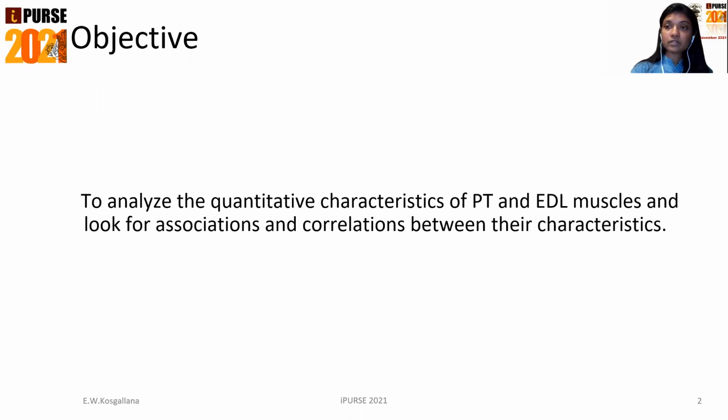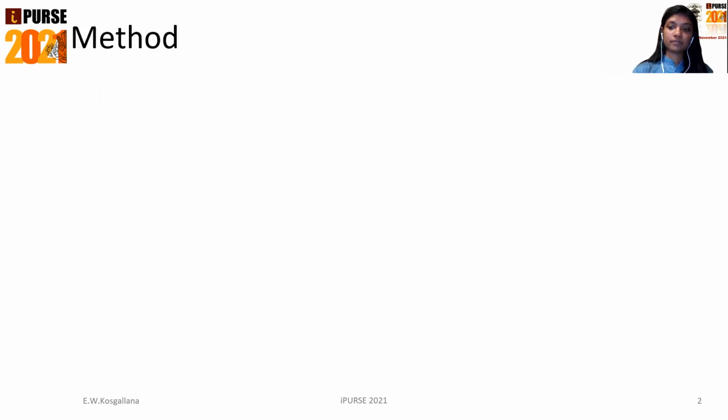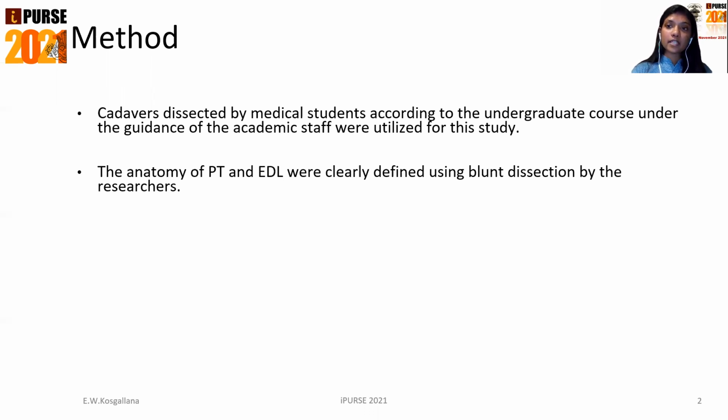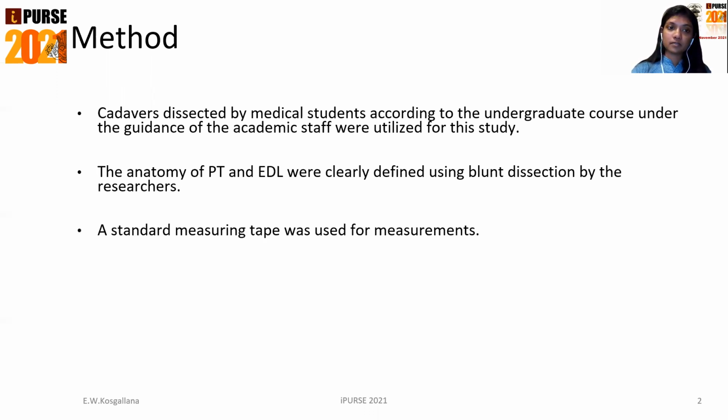So the objective of our study was to analyze the quantitative characteristics of PT and EDL muscles and look for associations and correlations between their characteristics. We used cadavers dissected by medical students according to the undergraduate course under the guidance of the academic staff. The anatomy of PT and EDL was further clearly defined using blunt dissection by the researchers.